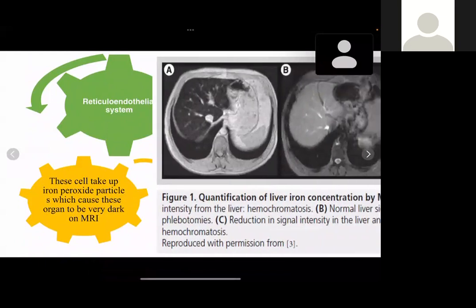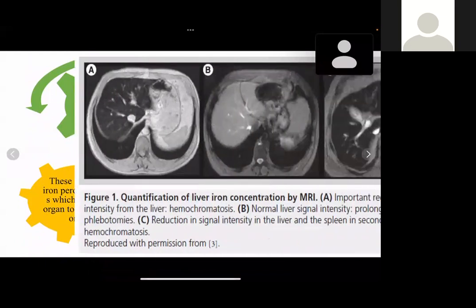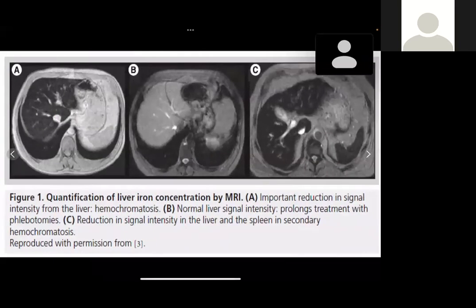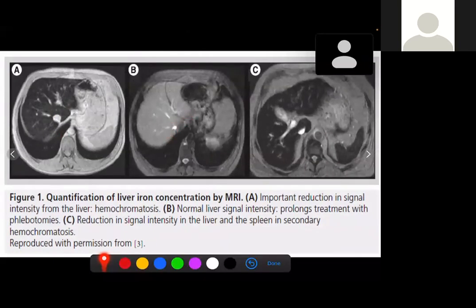This is an MRI showing a reduction in the signal intensity of the liver in a case of hemochromatosis. This is the same patient after multiple sessions of phlebotomy, and we notice that the liver gained back its normal signal intensity. And this is again a reduction in the signal intensity of the liver and the spleen in a case of secondary hemochromatosis.